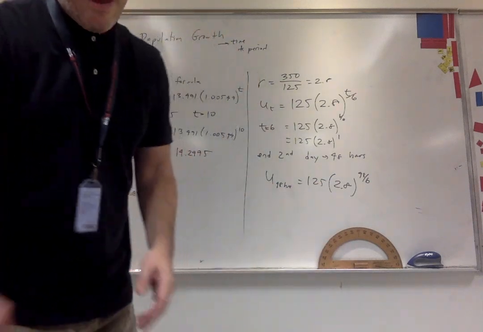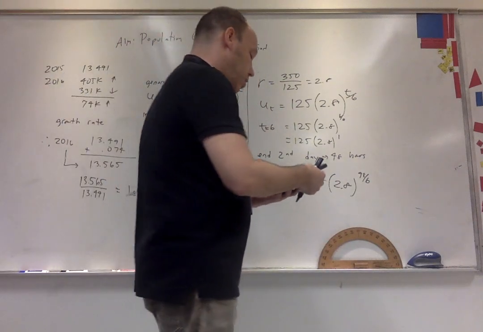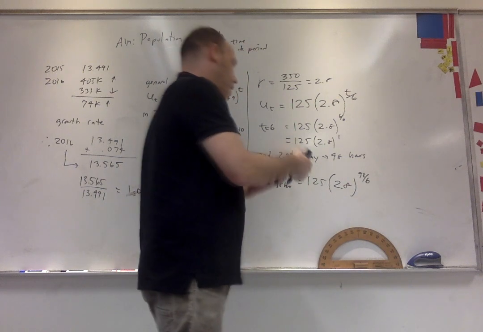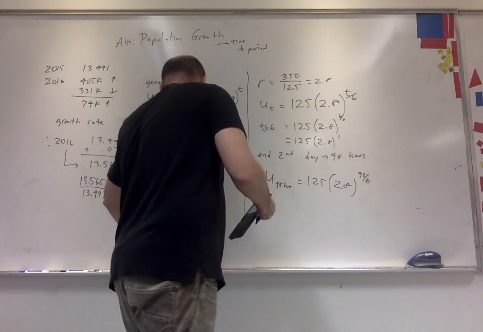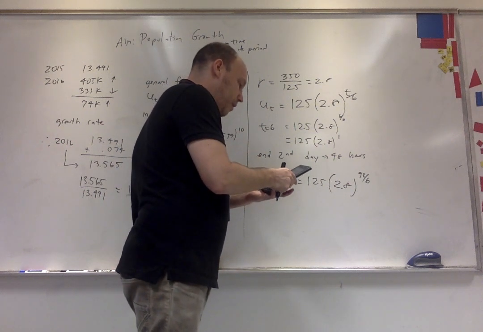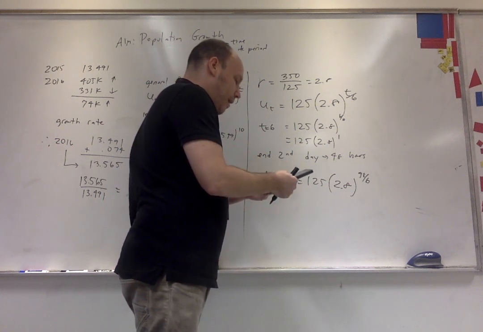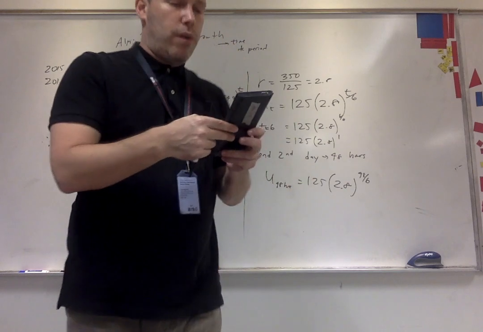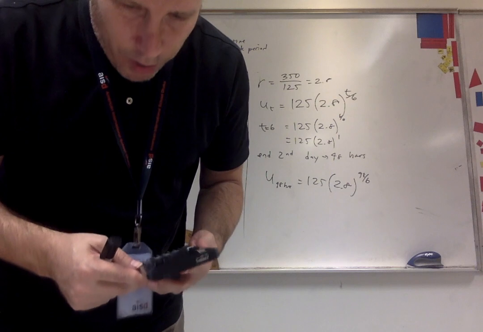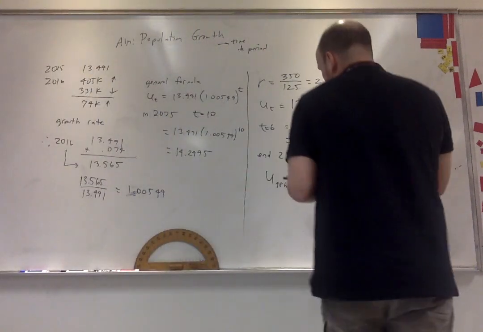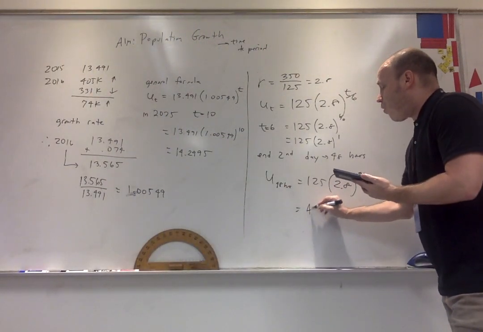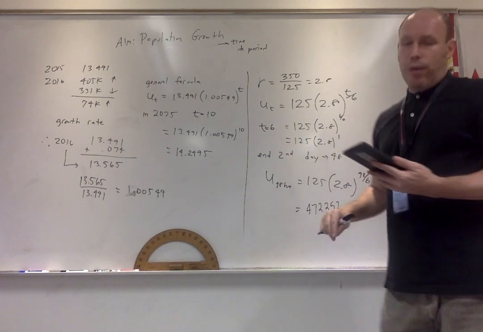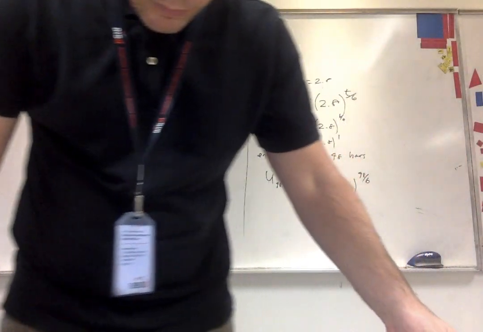Take your calculator out, turn it on. Let's see, what do we have? 125 times 2.8 raised to the 8th power, and we get 4.72 hundred thousand. That's a lot of bacteria, right? 472,000, but that's exponential growth. 472,252. What's the next thing they ask us?